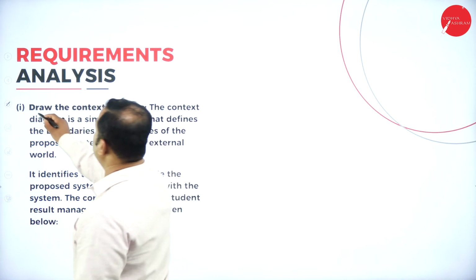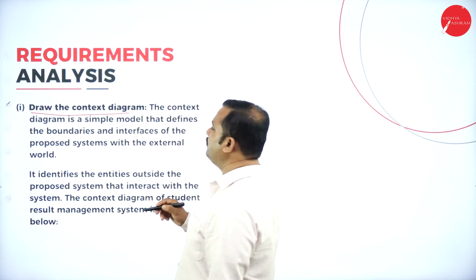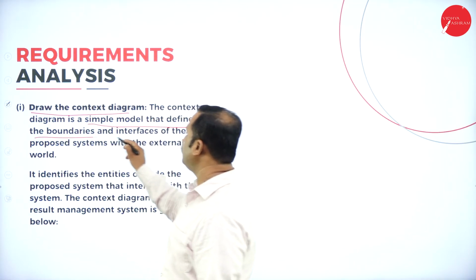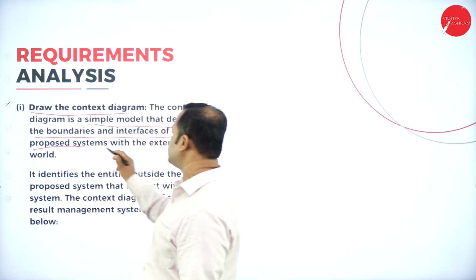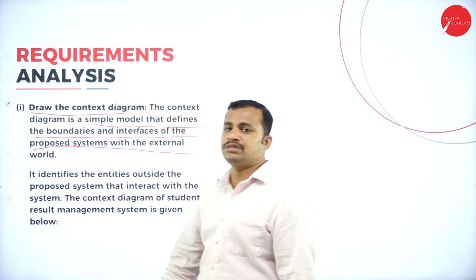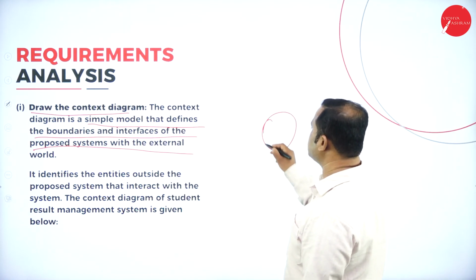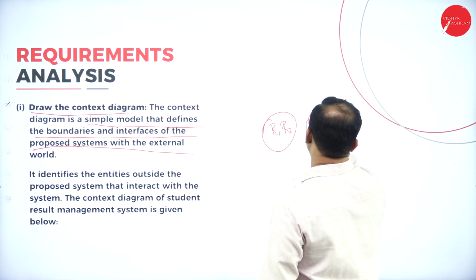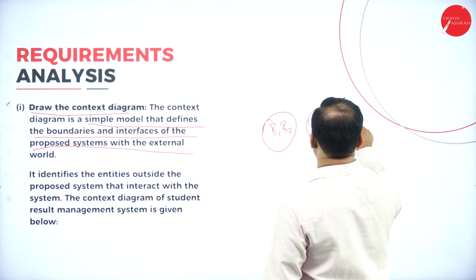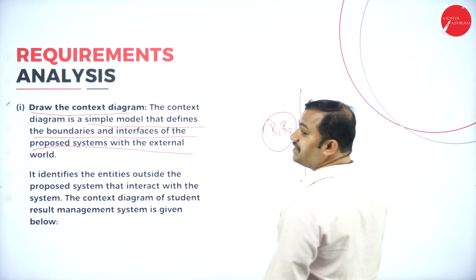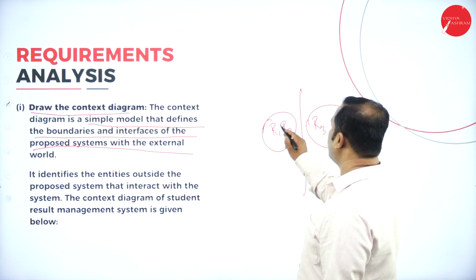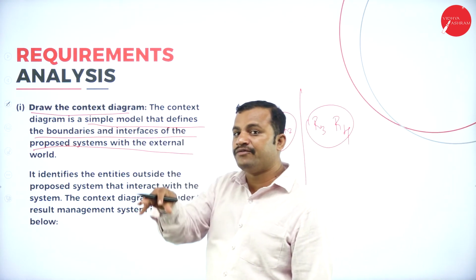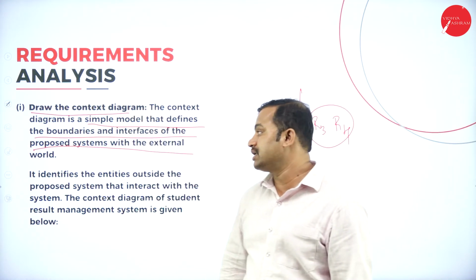Then draw the context diagram. How can we draw the context diagram? It is a simple model that defines the boundaries and interfaces of the proposed system with the external world. What is the meaning of that? Suppose there is a system with some requirements called R1 and R2, and R3 and R4 are the requirements of another model, then it delineates the boundary between R1 and R2 from R3 and R4. That has to be defined very well when using the context diagram.